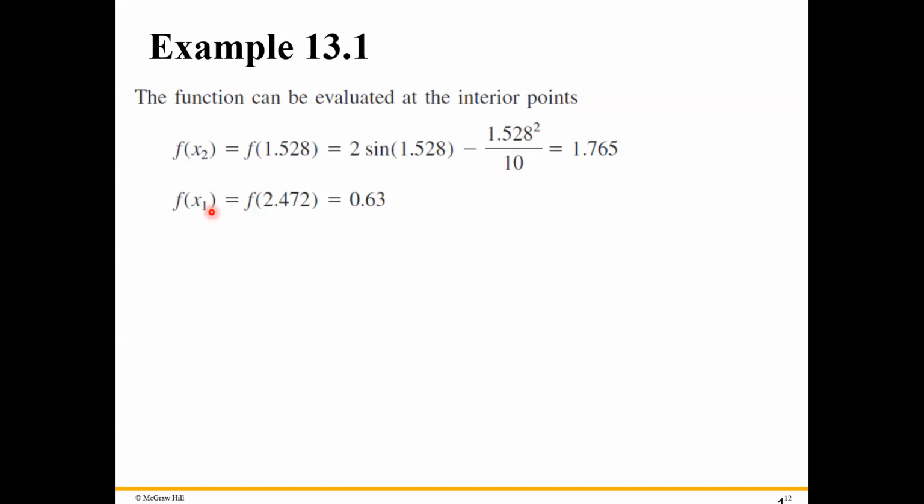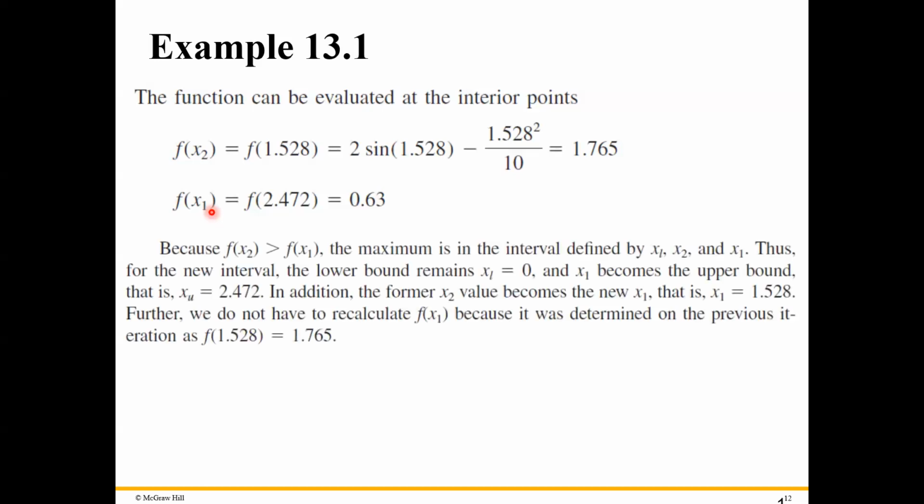Since the value of the function is decreasing from x2 to x1, the maximum is in the interval defined by xl, x2, and x1. Because the value is decreasing from x2 to x1, that means at x2 the value is higher, at x1 the value is lower. So it means that the maximum is somewhere behind, because we are taking the unimodal function. So the function is either increasing or decreasing.